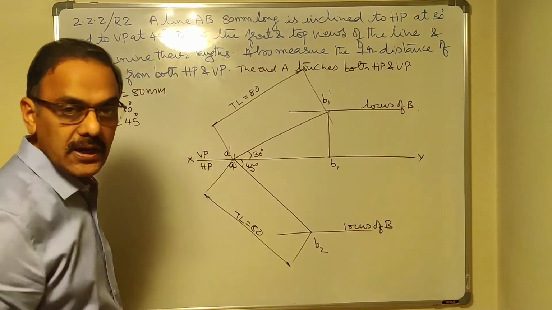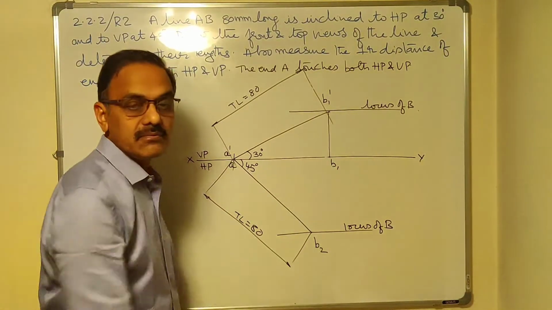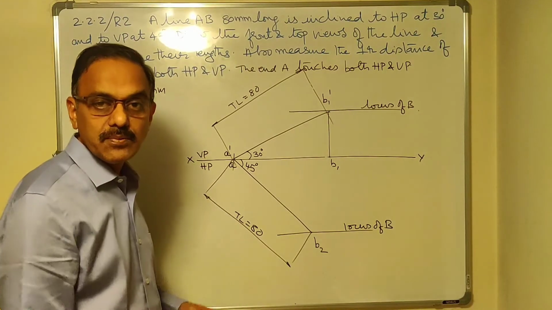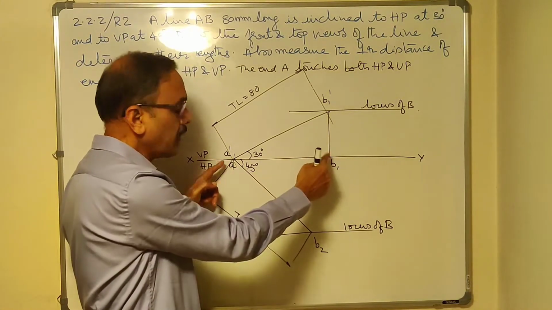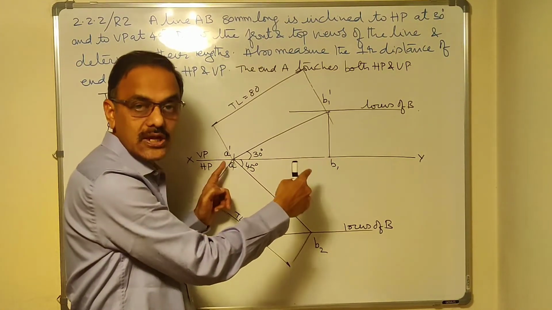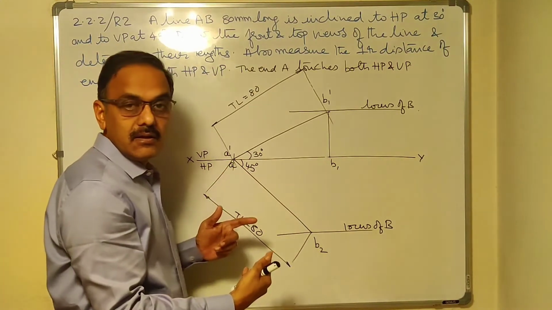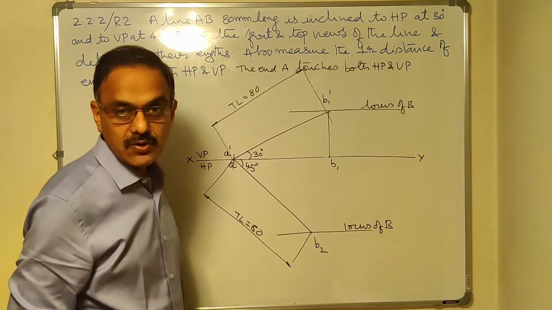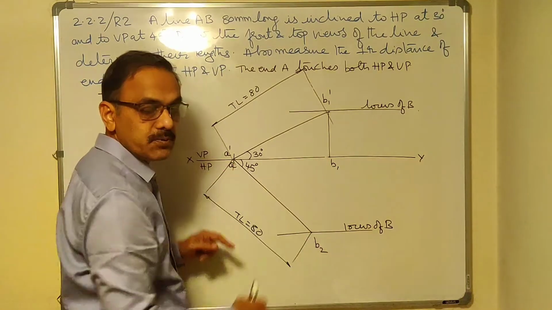So what are you getting by doing this? I am getting the length of the top view. By using the true length principle, you are able to find out the length of the top view. But that is not its actual location. I could get the length of the top view. In the next step, I will be able to locate its position. In the first step, I got its length. Now I will locate its position.